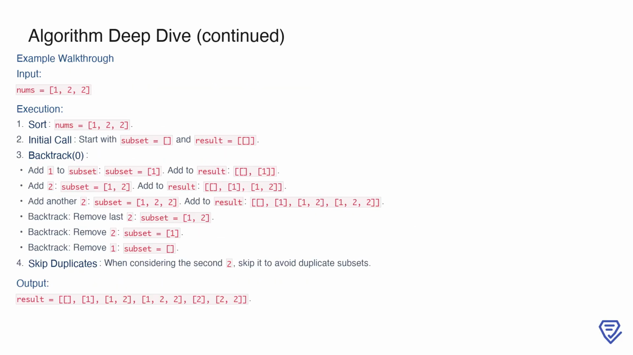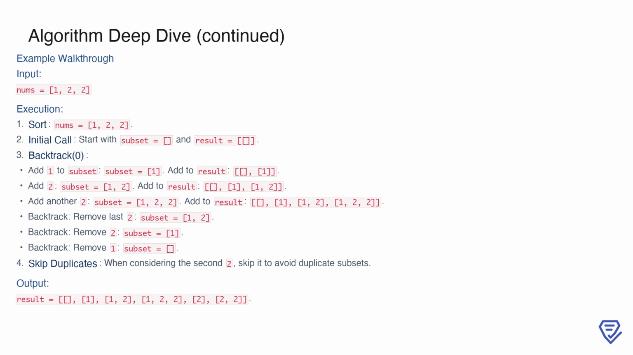Let's walk through an example to see the algorithm in action. Consider the input array nums equals [1, 2, 2]. After sorting, the array remains [1, 2, 2]. We start with an empty subset and add it to the result list. Then, we include 1, forming [1], and add it to the result. Next, we include 2, forming [1, 2], and recursively add another 2 to form [1, 2, 2].